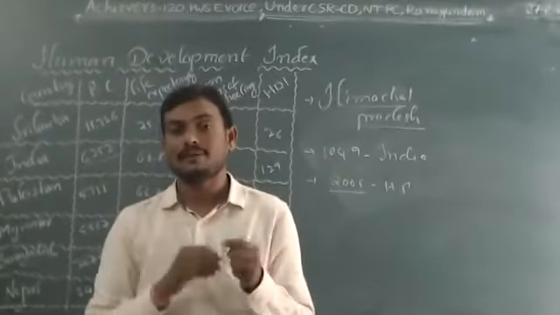IMR, what is IMR? I told you, IMR means infant mortality rate. What is infant mortality rate? It is a 2 mark question. Infant mortality rate means the number of children who died. We have to take 1000 children, and out of 1000 children, how many of them died is called the infant mortality rate.